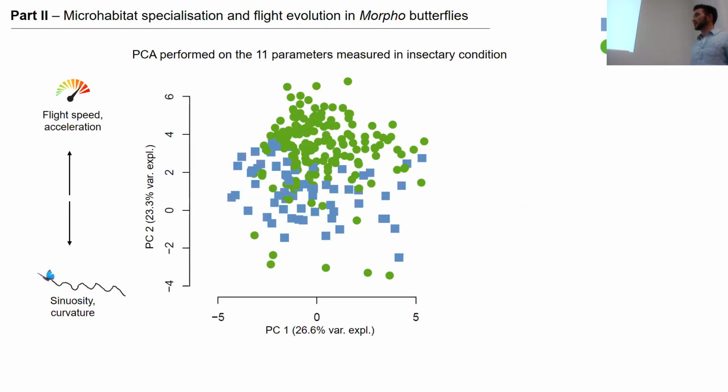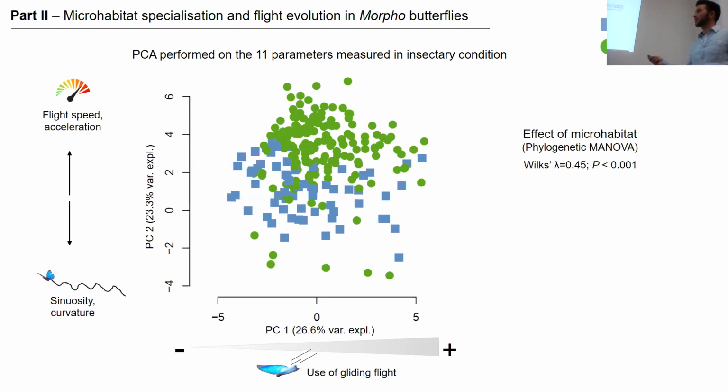Well, what mostly distinguished the two groups was a more powerful flight in most understory species, contrasting with the slower and more shaky trajectories in the canopy species. And the x-axis carried the variation in the use of gliding flight, which was comparable between the two groups, at least in the insectary.